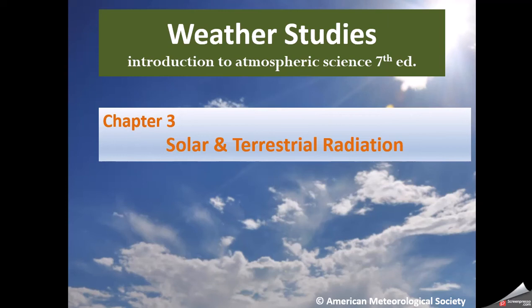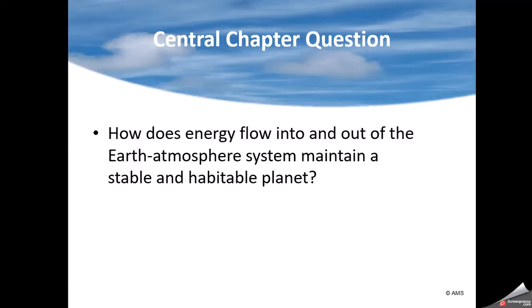This week we're moving on to what I think might be the toughest chapter in the book, or one of the toughest. We're going to talk about solar and terrestrial radiation. So, what does that mean? Basically, it's how energy flows into and out of the Earth and the atmosphere to maintain a stable and habitable planet. It's what it all encompasses.